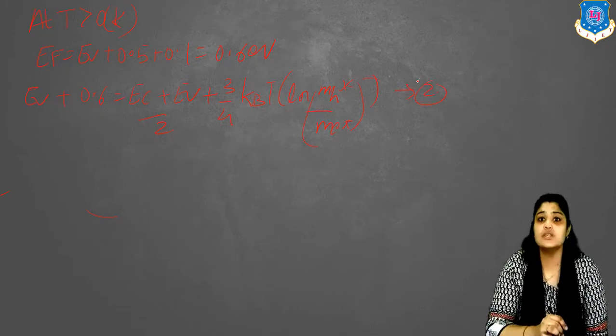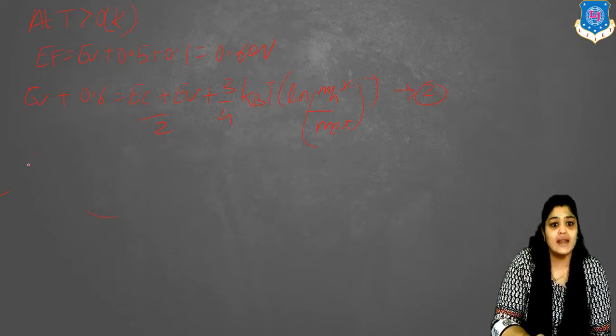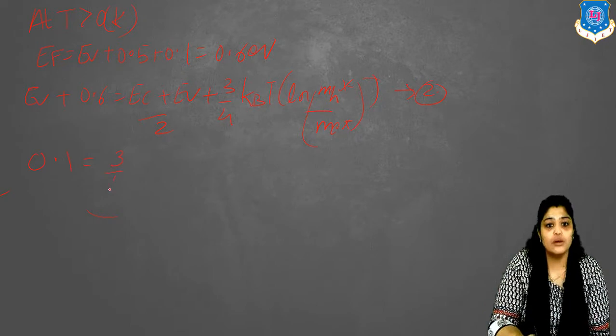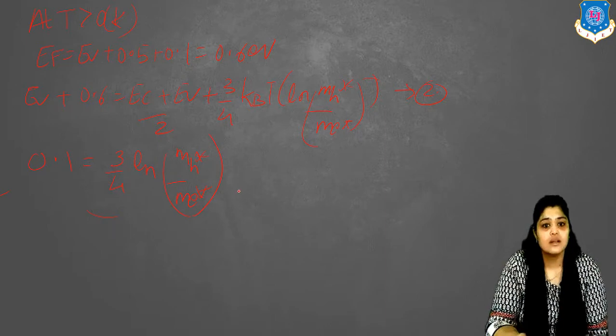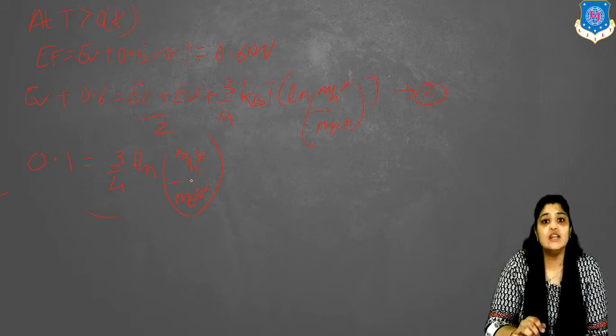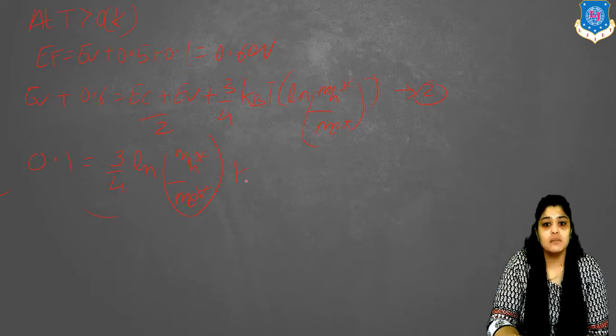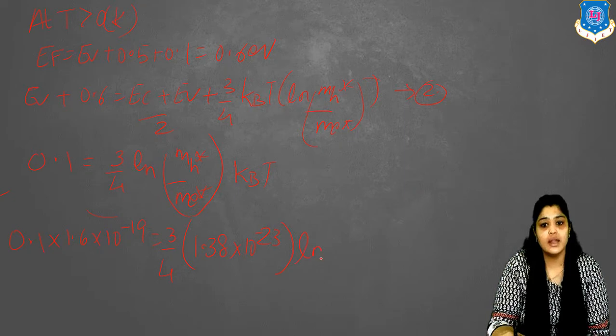Now I will subtract equation 1 from equation 2, and I get 0.1 is equal to 3 by 4 kBT ln of mh star upon me star. This is nothing but ln 4. But please remember this 0.1 is in electron volt, so we need to convert it into joule. So I can write 0.1 into 1.6 into 10 raised to minus 19 is equal to 3 by 4. Value of kB is 1.38 into 10 raised to minus 23 into ln 4 into T.